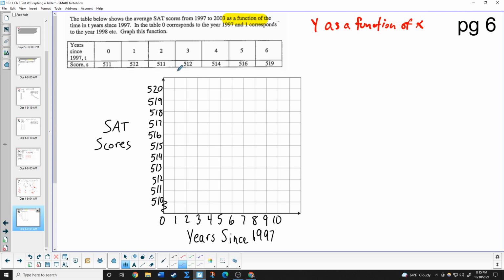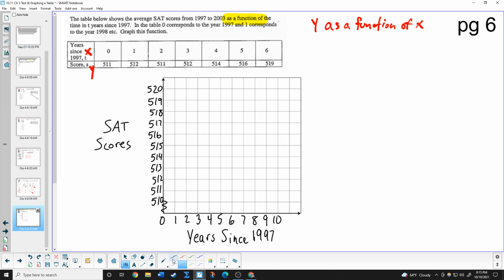So in this case, it says average SAT scores from 1997, that's your y, as a function of the time in T years. So that's why this right here is your x and this is your y. Okay, so it's very important. All right, so what we're going to do is graph these points.